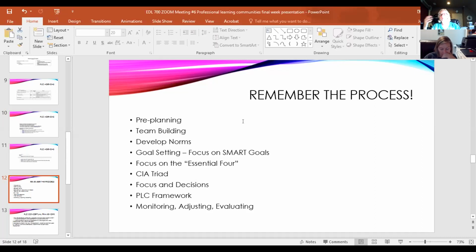We want to make sure that we're focusing on those essential four questions from before. What do we want students to learn? How will we know if they've learned it? What do we do if they don't learn it? What do we do if they've mastered it?